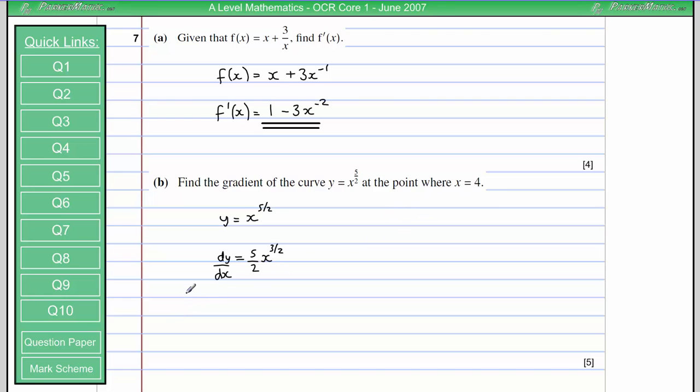We're interested in the gradient when x equals 4. So we'll say when x equals 4, dy dx is going to be 5 halves multiplied by 4 to the power of 3 over 2. Well, 4 to the power of 3 over 2 means square root it, that's what the bottom part of the fraction means, and then cube it. Square root of 4 is 2, and then 2 cubed is 8, so we get 5 over 2 times 8. And if we work that out, 5 times 8 is 40, divided by 2 is going to give us 20.